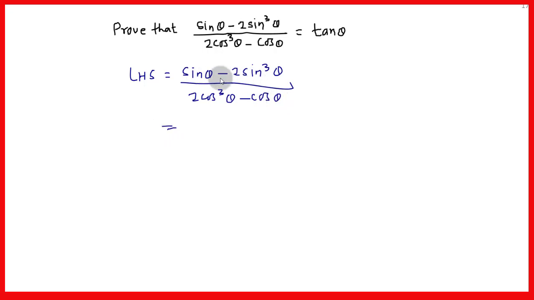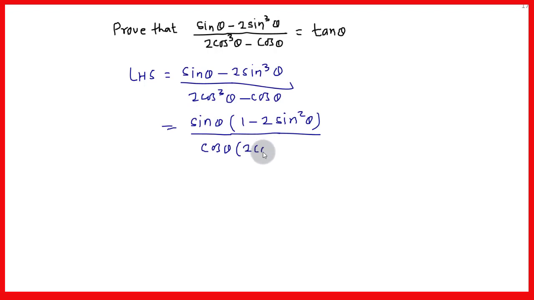Here we see that sin theta is a common factor in the numerator, so take out sin theta as a common factor. So inside the bracket it will be 1 minus 2 sin square theta, close the bracket, upon, here we can take out cos theta as a common factor, so it will be cos theta, inside the bracket 2 cos square theta minus 1. And now this 1 can be replaced as sin square theta plus cos square theta.